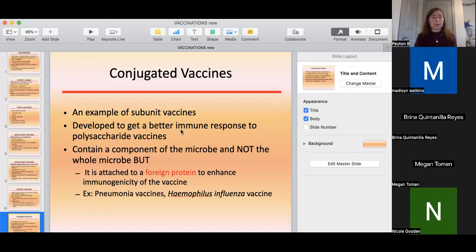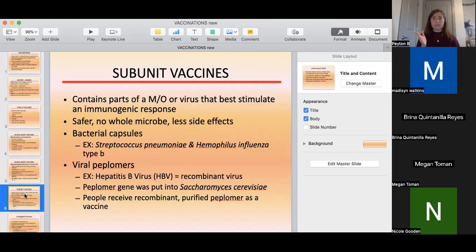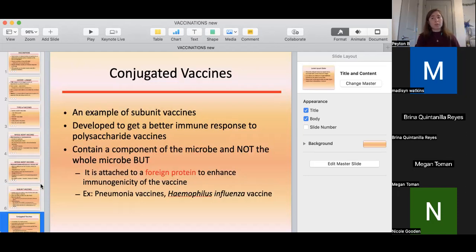So yeah, developed to get a better immune response to polysaccharide vaccines, they contain a component of the microbe, not the whole microbe. So again, subunit, it's just a part of the microbe, but it also attaches another foreign protein to kind of up your immune response. Your immune system will respond to something that's just a part of a pathogen, but it will respond more to something that's part of a pathogen and also some other foreign protein. Your immune system goes, that's two whole bad things instead of just one. So it kind of ups the immune response.